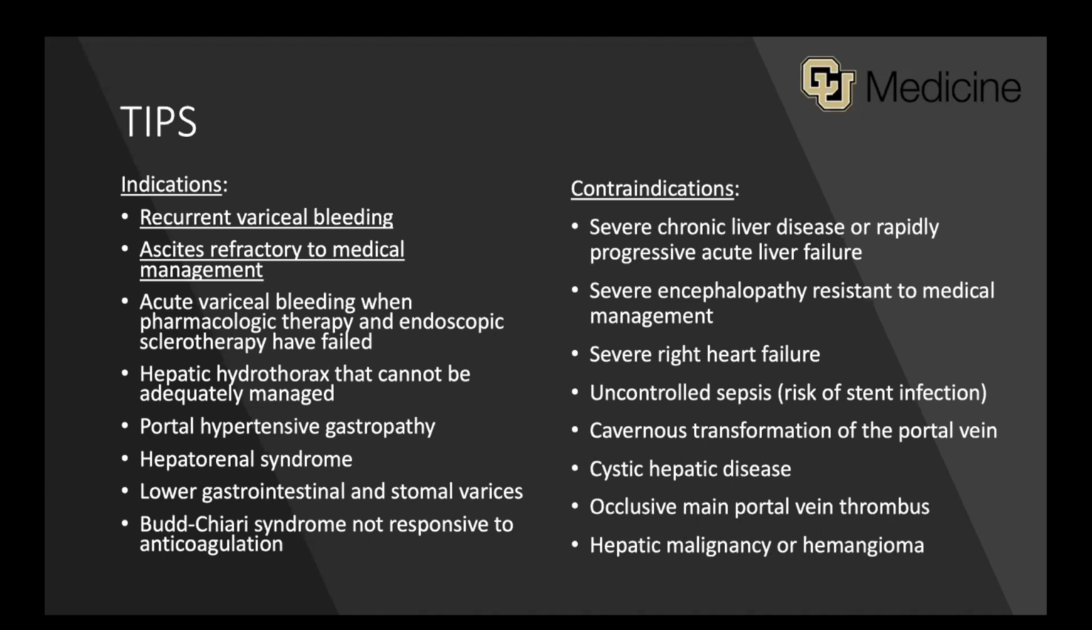There are contraindications to TIPS that you should know as well. Some of these are relative contraindications and some are absolute. These include severe chronic liver disease or rapidly progressive acute liver failure, severe encephalopathy, severe right heart failure, uncontrolled sepsis, cavernous transformation of the portal vein, cystic hepatic disease, occlusive main portal vein thrombus, or hepatic malignancy or hemangioma.